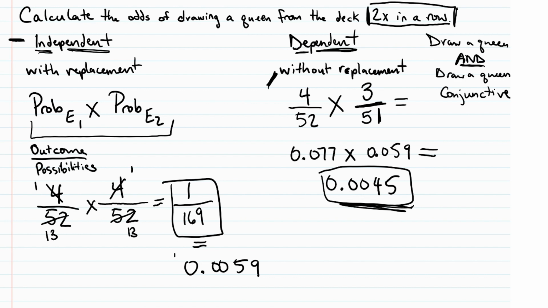And so the point of comparing these two is to say, not replacing that card, making those 2 dependent events, has a pretty serious effect. It makes this probability much less than the probability with replacement. With replacement really does improve your odds. All right, so that's the end of this example. Thank you very much.